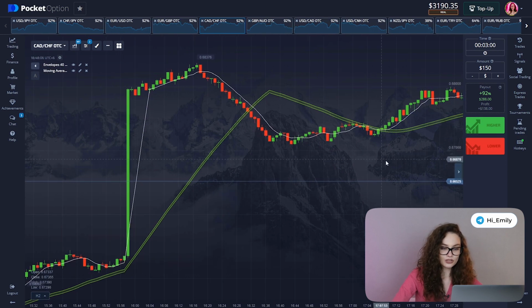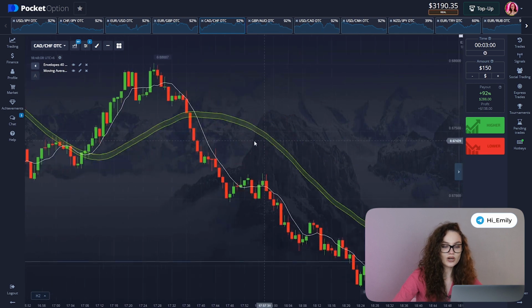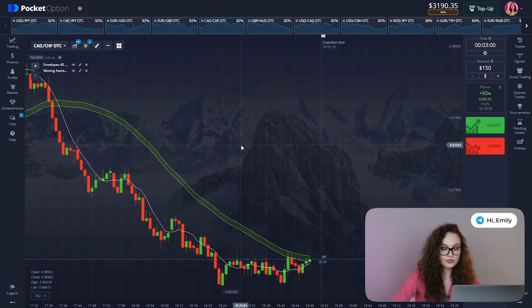And the reverse situation: when the white line crosses the bottom of the blue indicator and is between two blue lines, we open an up trade. We wait for the close of the candle that matches our condition and open a trade. An important point: the white line should be strictly in the frame of the two blue lines. Only then the strategy will work and bring you profit.